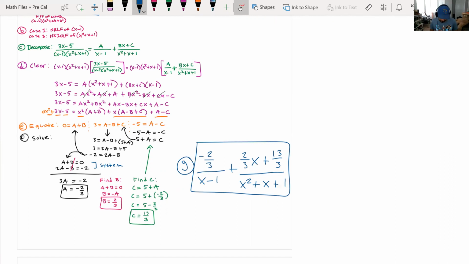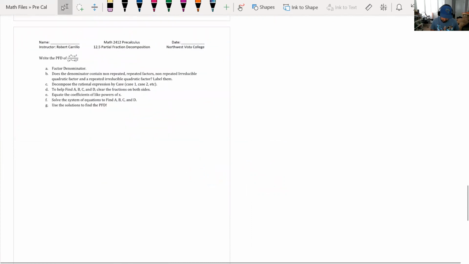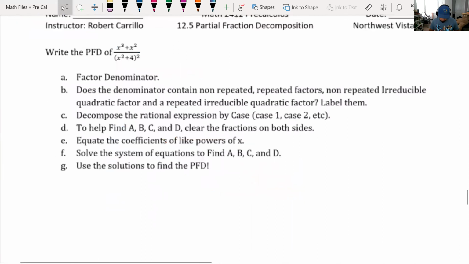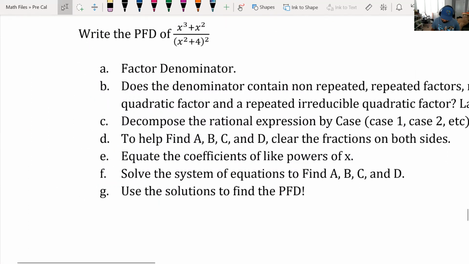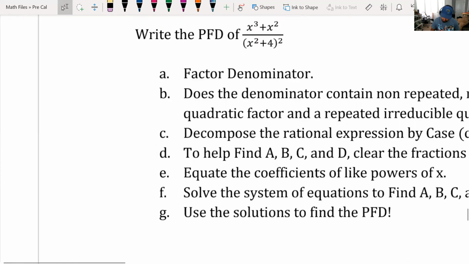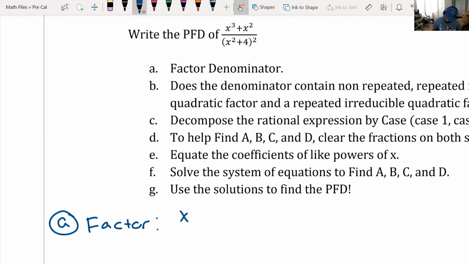Aren't these just fun? All right. Last one. X cubed plus x squared over x squared plus 4 squared. All right. A, factor the denominator. There we go. One more. x cubed plus x squared over x squared plus 4 squared.